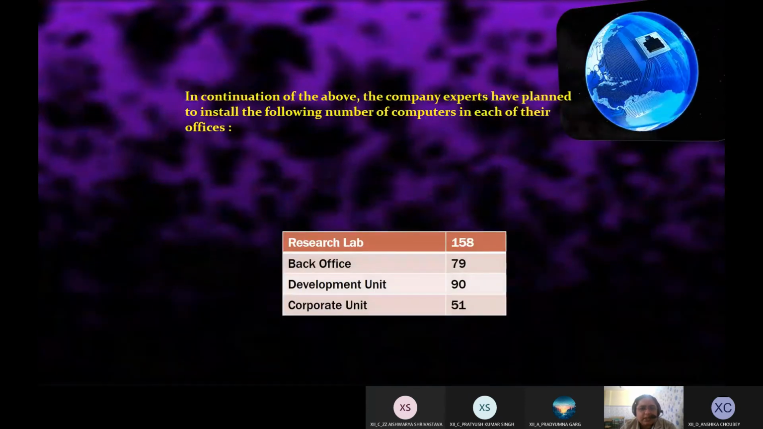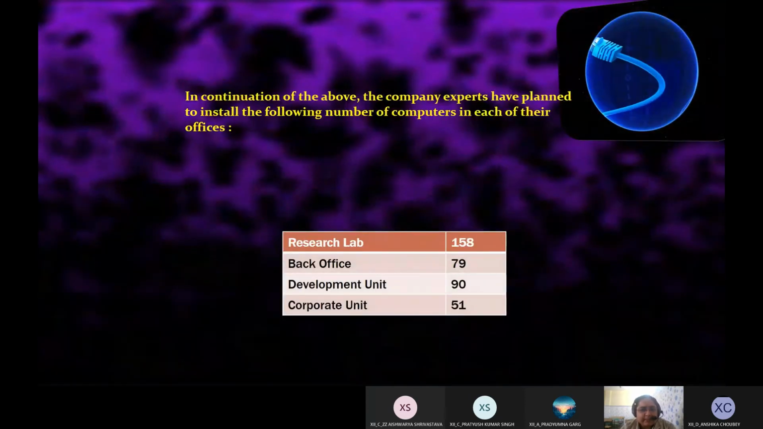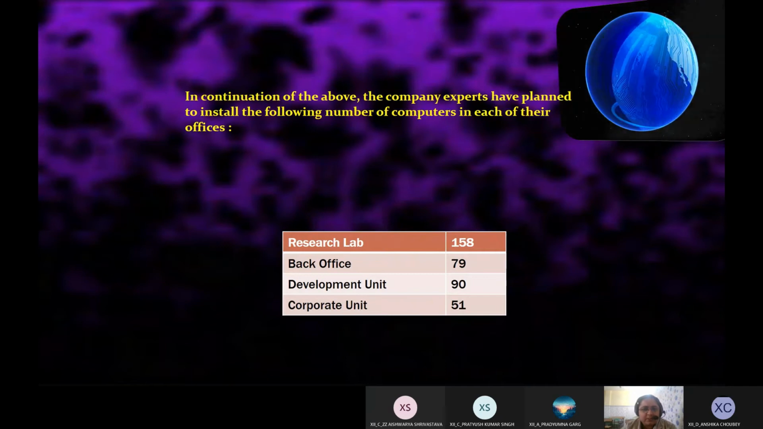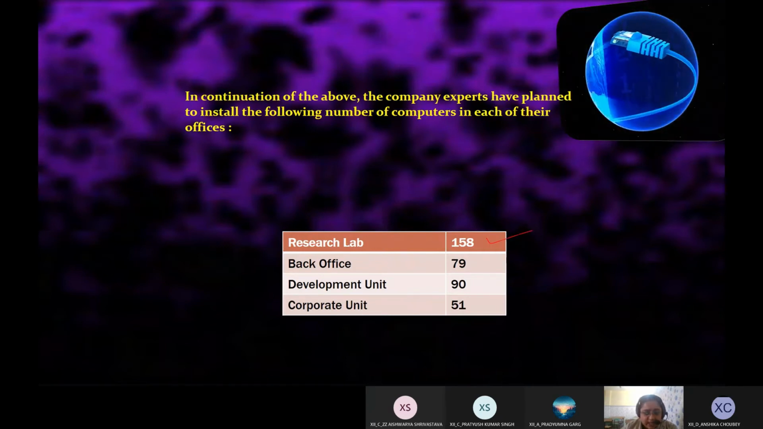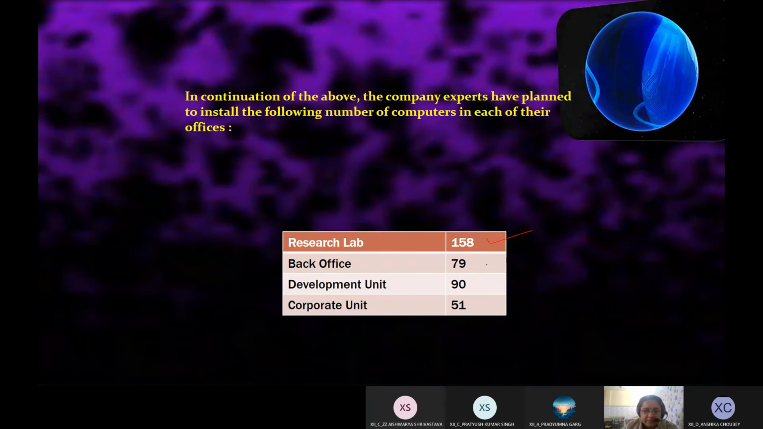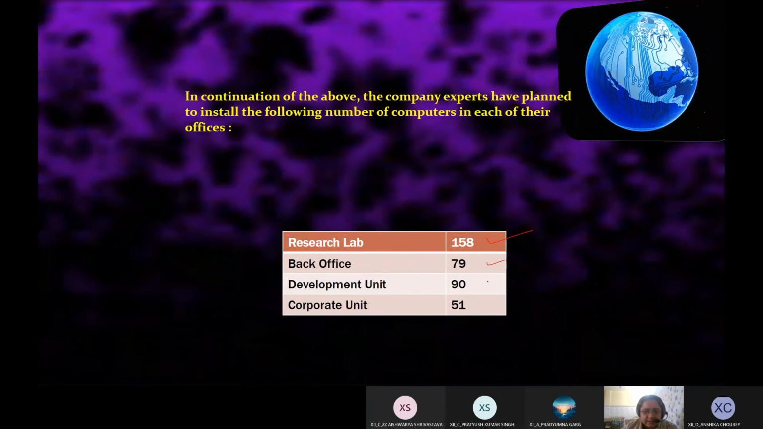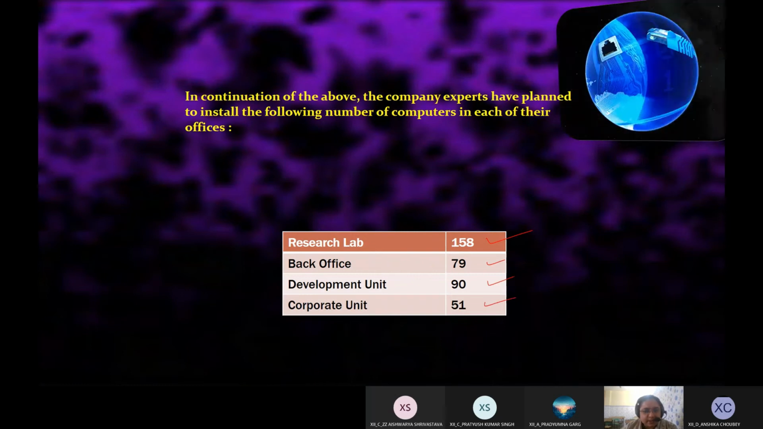In continuation of the above, the company experts have planned to install the following number of computers in each of their offices. 158 computers are there in research lab, back office 79 computers, 90 computers, 51 computers.